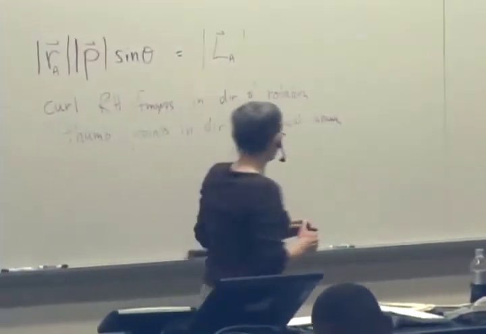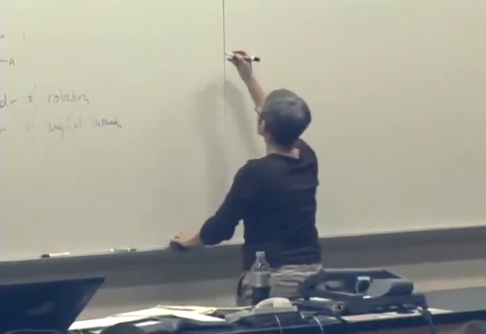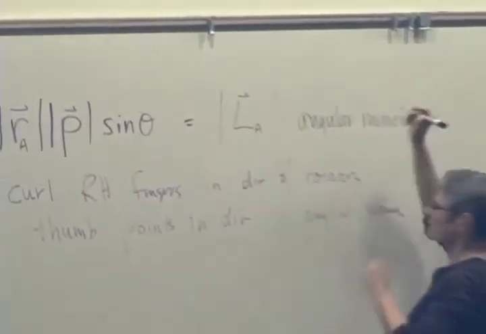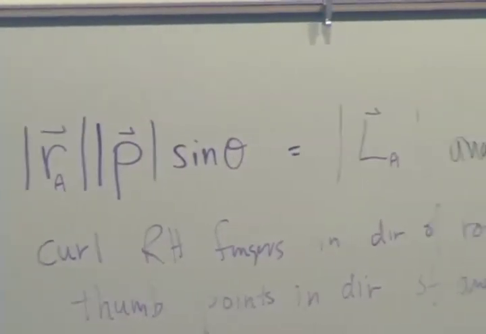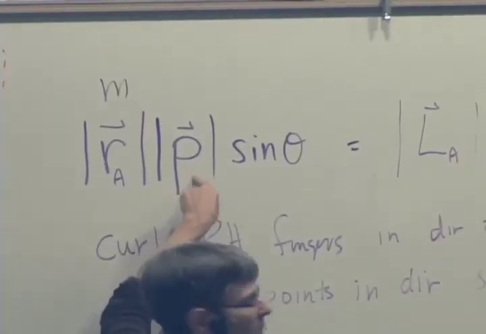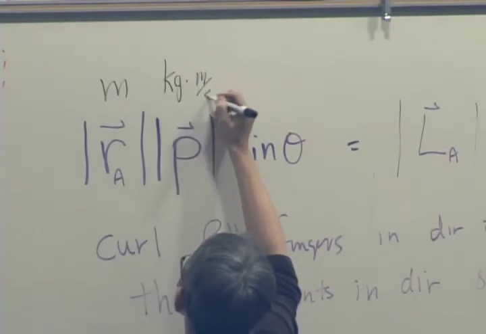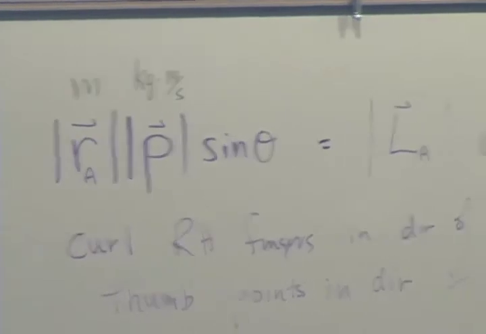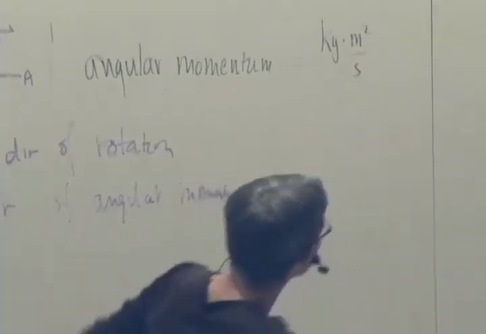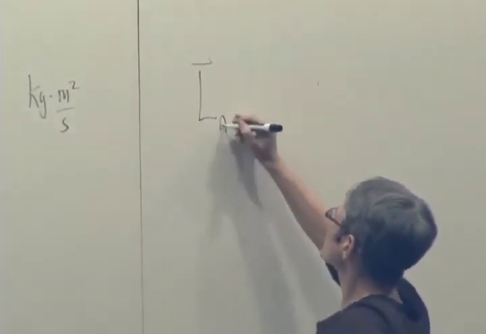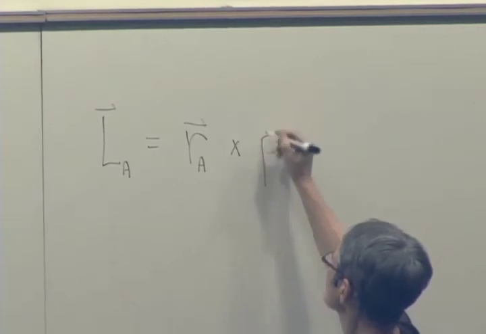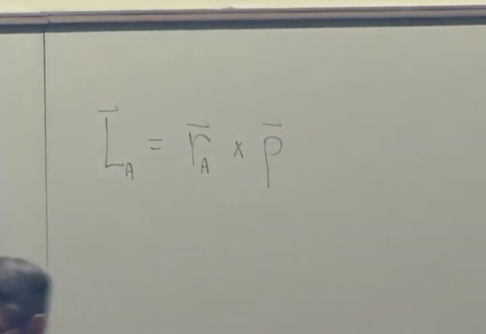So we can write down that the angular momentum, what are the units of it, do you think? Yeah, so this one has units of meters. And the units of momentum are kilograms times meters per second. And sine theta doesn't have units, so it looks like it's going to be kilogram meters squared per second. Kind of an odd unit. And so we can write angular momentum about location A is equal to the vector cross product of R, which is that vector from A to the object, and P, which is the momentum of the object.